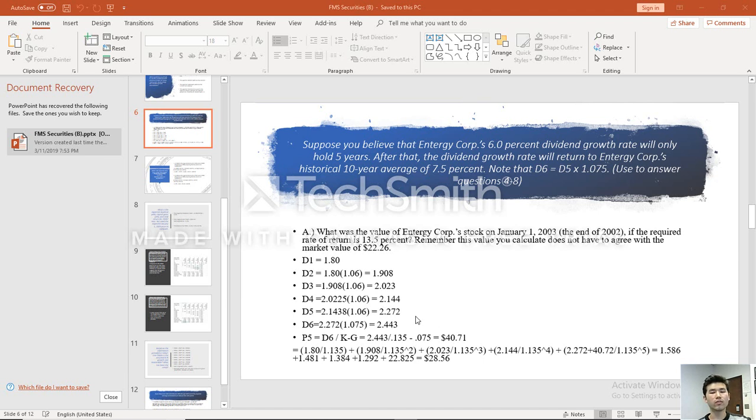$2.44. And then we can find the terminal value, which is taking the D6 over the required rate of return minus the terminal growth rate, which is $40.71. And once you get these products, you have to discount it back by the WACC, or the required rate of return, which is 13.5%, by the number of years that it's supposed to be discounted back to, in order to get the price of $28.56 in comparison to the market value of $22.26. Therefore, with the assumptions being upheld, we can say that the market value is actually cheaper than what its valuation is worth under the dividend growth rate model.